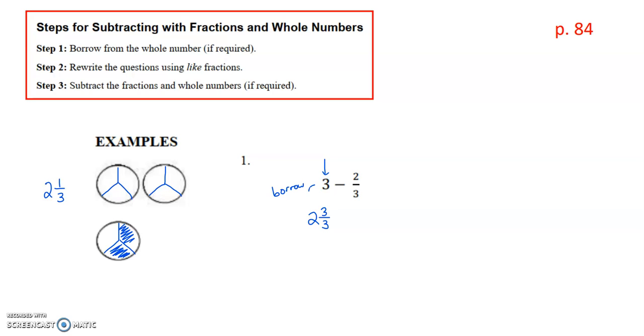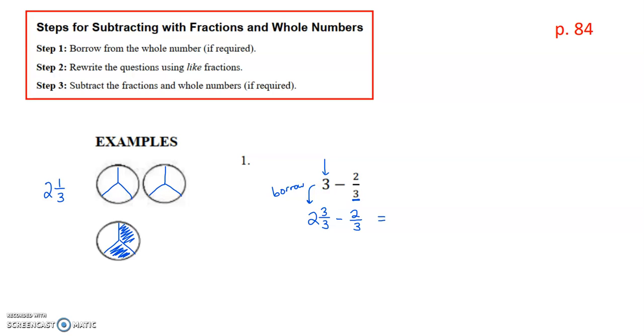So I'm going to borrow. Really, I'm changing 3 to 2 3/3. And now I can subtract the fraction away. My fractions are like. Notice that I'm using that denominator. How did I decide it was 3/3? Because I have a denominator of 3 here.